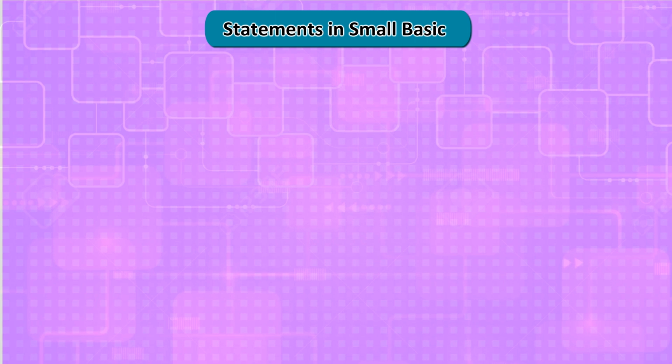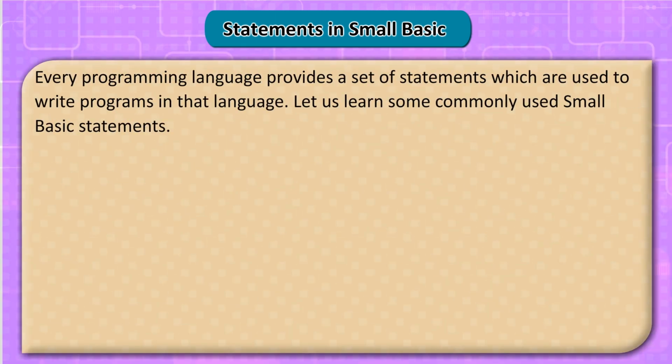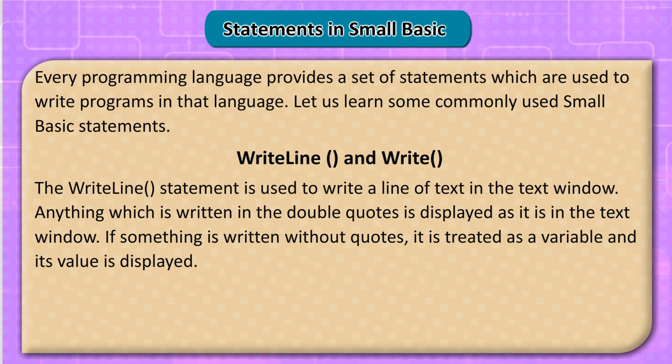Statements in Small Basic. Every programming language provides a set of statements which are used to write programs in that language. Let us learn some commonly used Small Basic statements. WriteLine and Write. The WriteLine statement is used to write a line of text in the text window. Anything which is written in the double quotes is displayed as it is in the text window. If something is written without quotes, it is treated as a variable and its value is displayed.